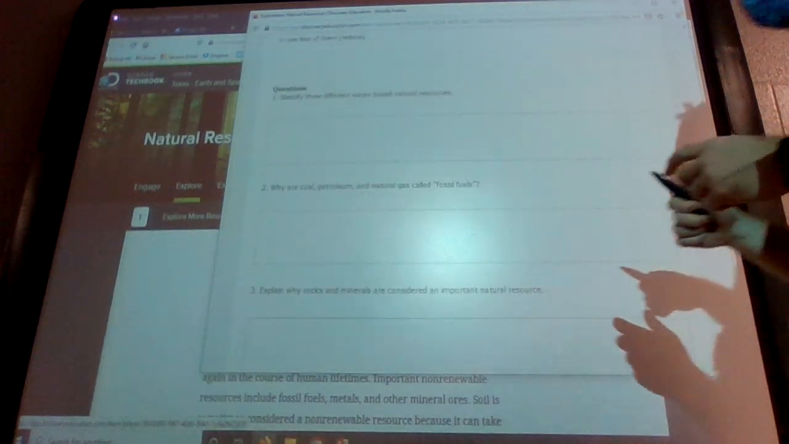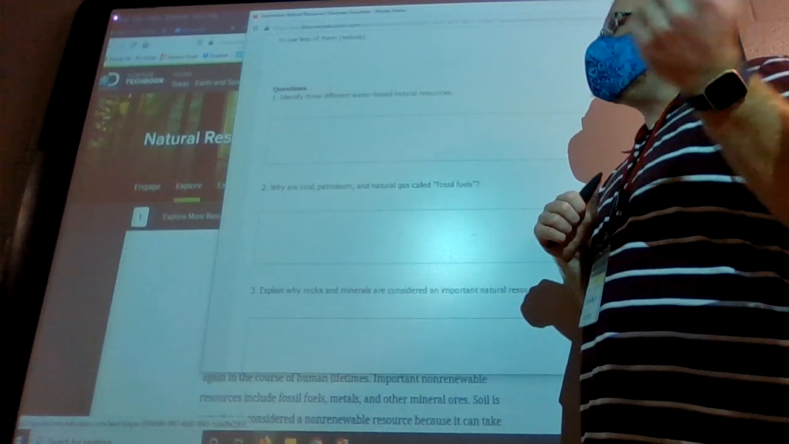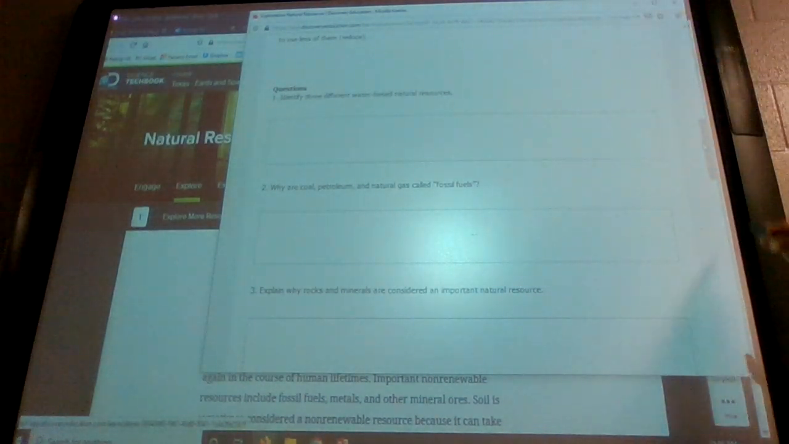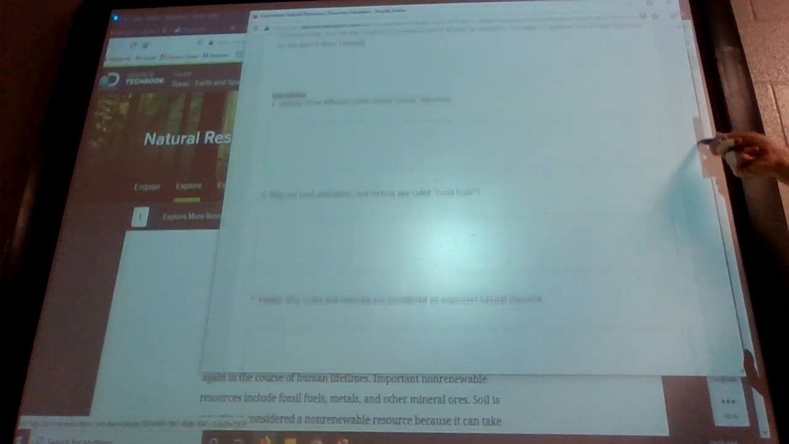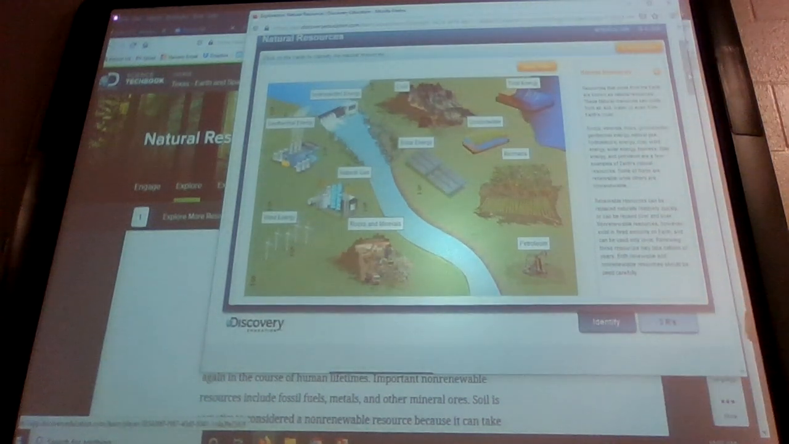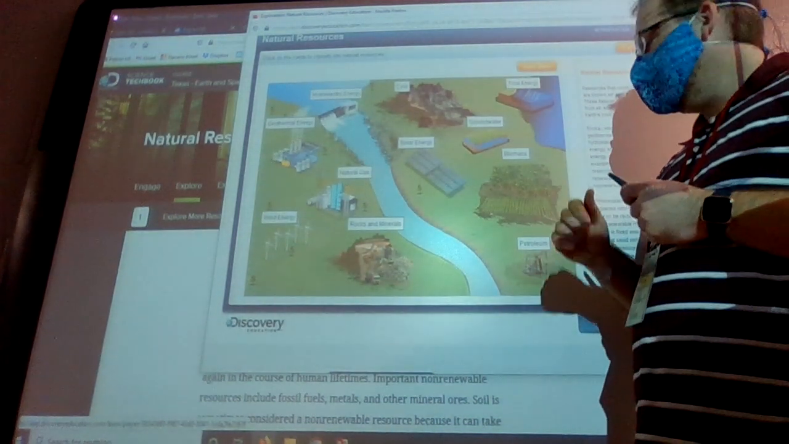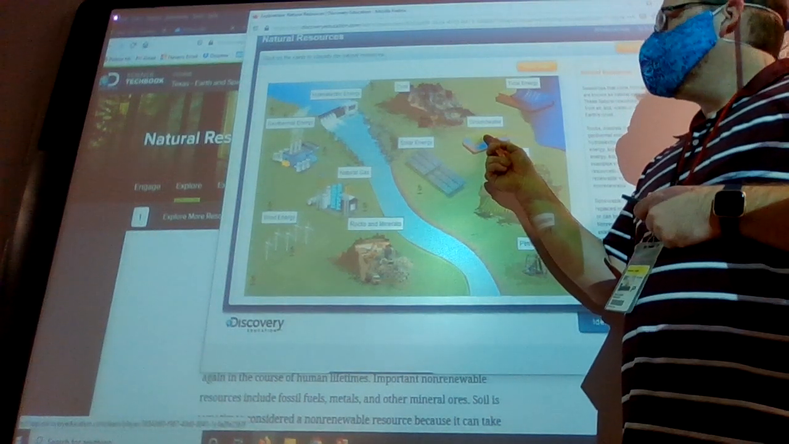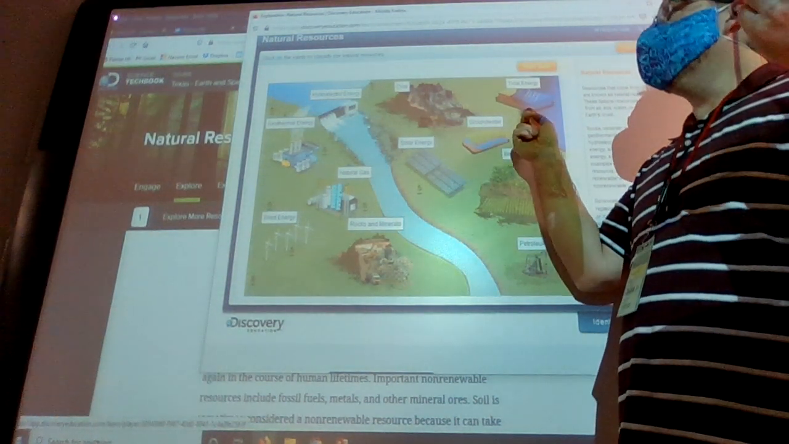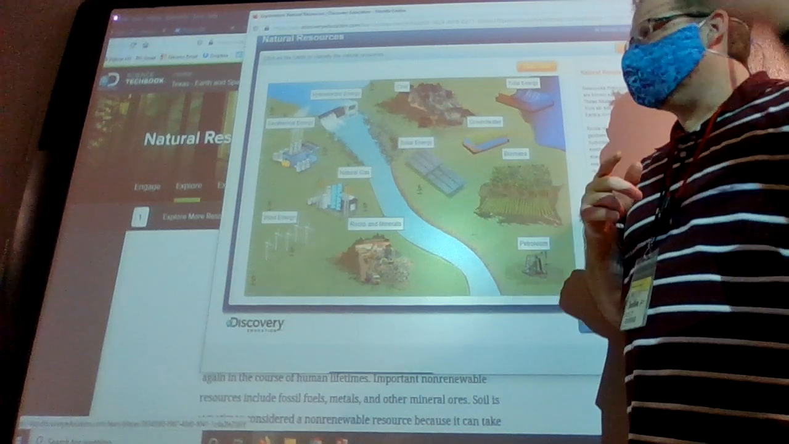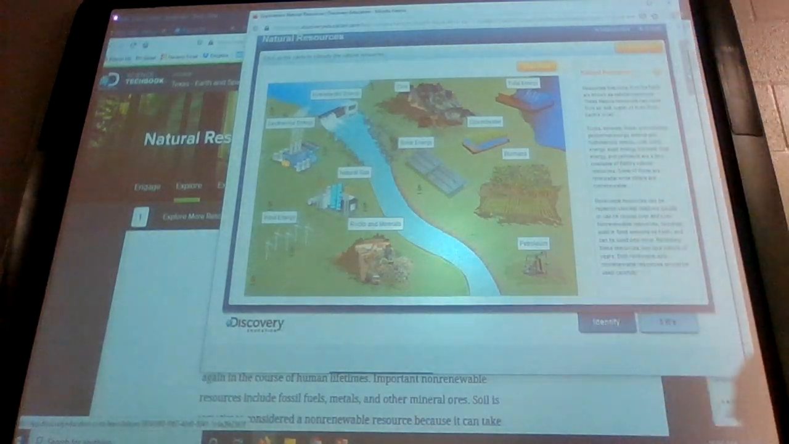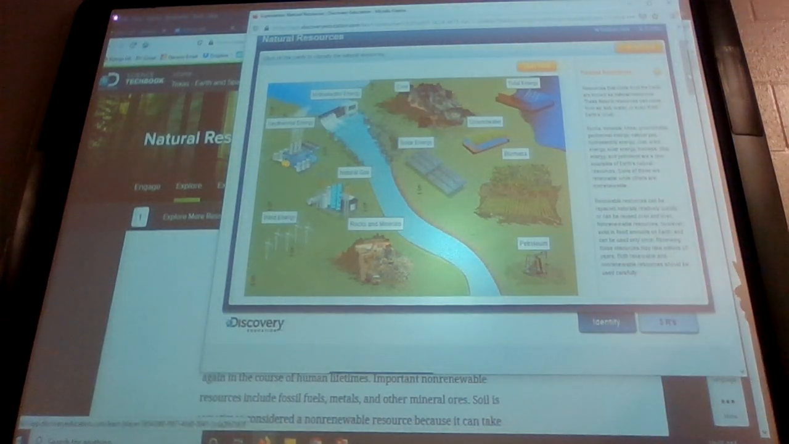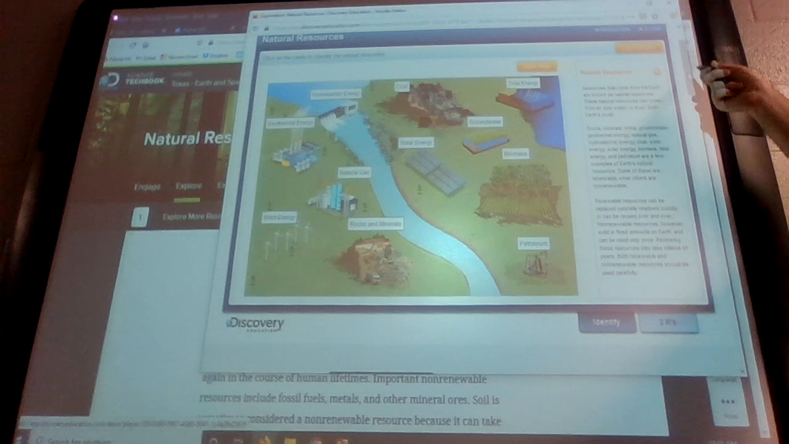So now on to the questions. Identify the 3 water-based natural resources. What are the 3 water-based natural resources up here? So we got groundwater. What else? Groundwater, tidal energy, and hydroelectric. Tidal energy and hydroelectric energy. Those are the 3. Groundwater, tidal energy, hydroelectric energy. I don't think there's anything else. All right.